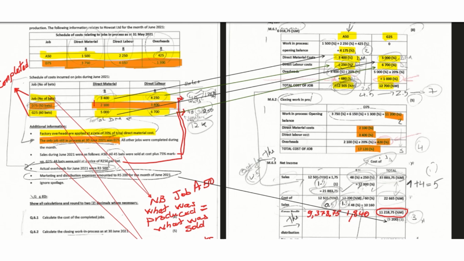Out of the 60 that were produced, only 48 bats were sold. So I trust you are reading this properly. Only 48. The actual overhead for June. Remember, whatever we are talking about is what we have.